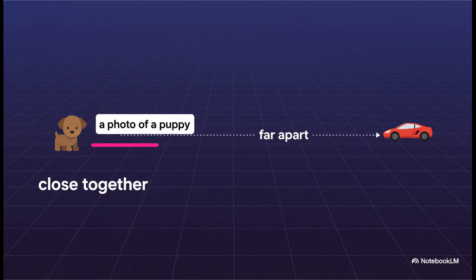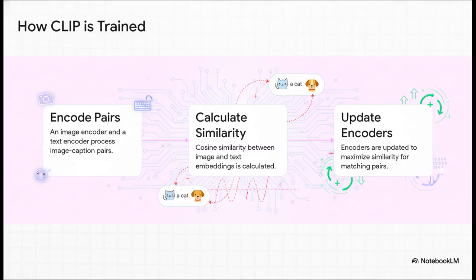It's trained on a ginormous dataset of images and their captions from the internet. Its entire job is to learn how to produce embeddings, where the matching image-text pairs are mathematically close and all the non-matching pairs are pushed far, far apart. The way CLIP is trained is actually pretty elegant.